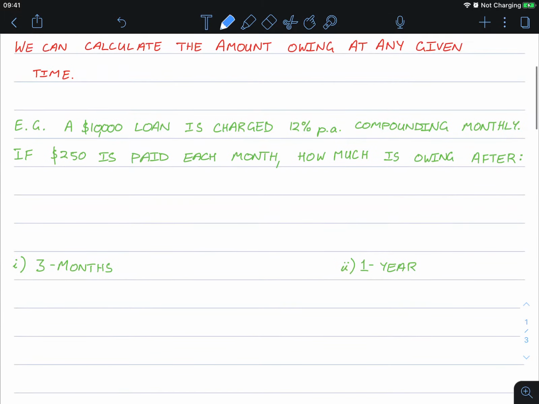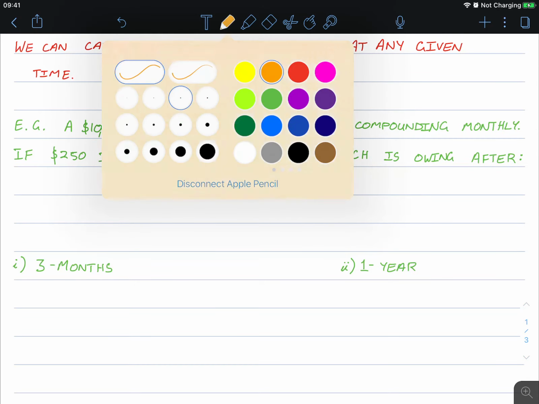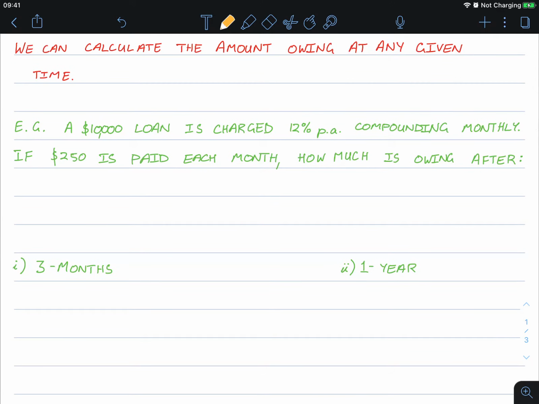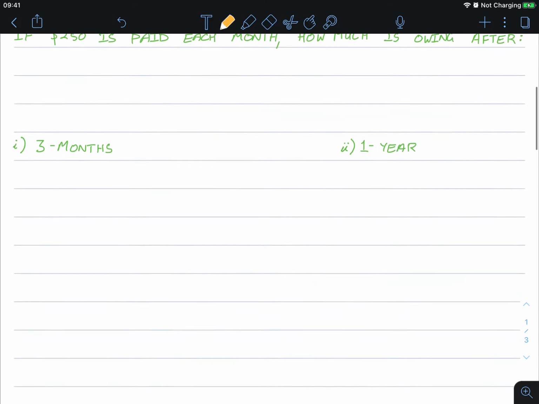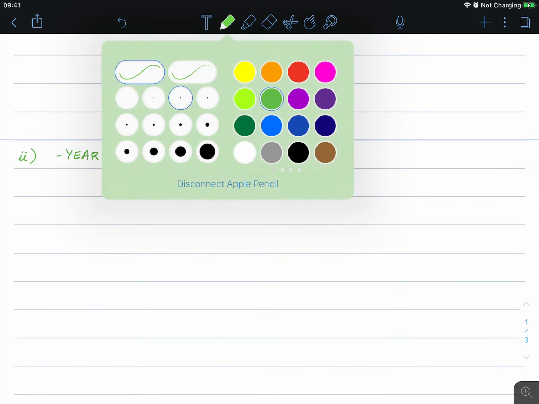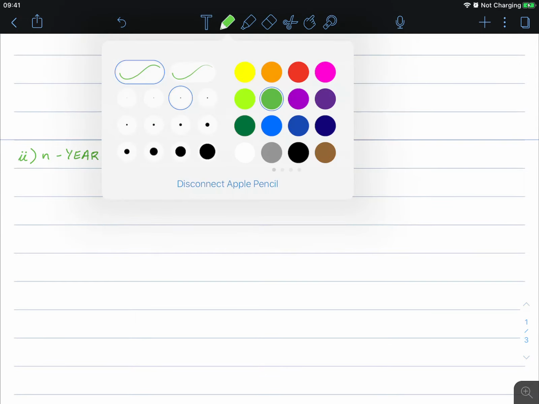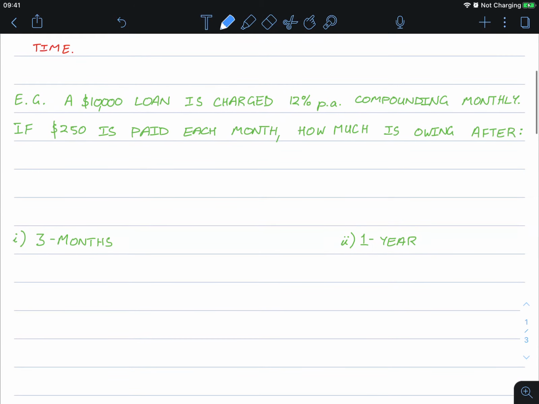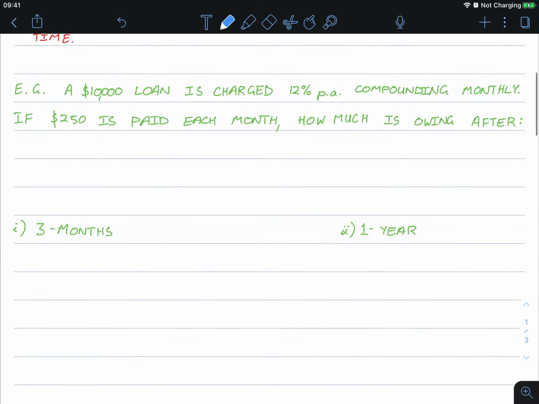So let's get straight to it. A $10,000 loan is charged 12% per annum, compounding monthly. If $250 is paid each month, how much is owing after? We're going to be doing three different calculations: 3 months, 1 year. And actually for this one, I think we're going to change it to n number of years. So an expression for any number of years, or n values.